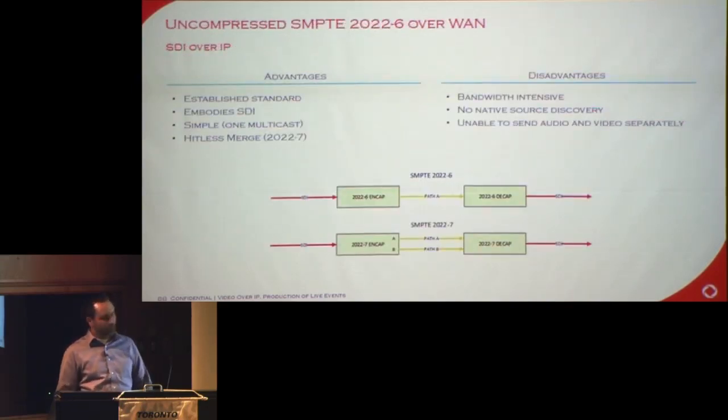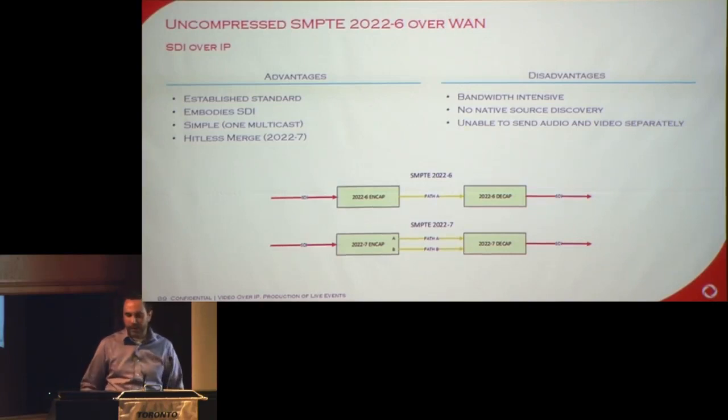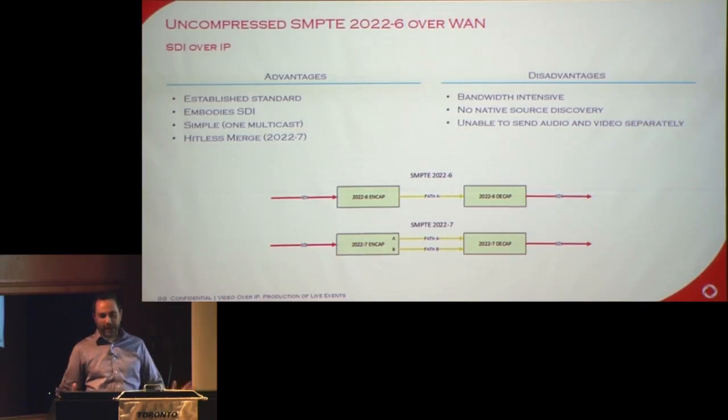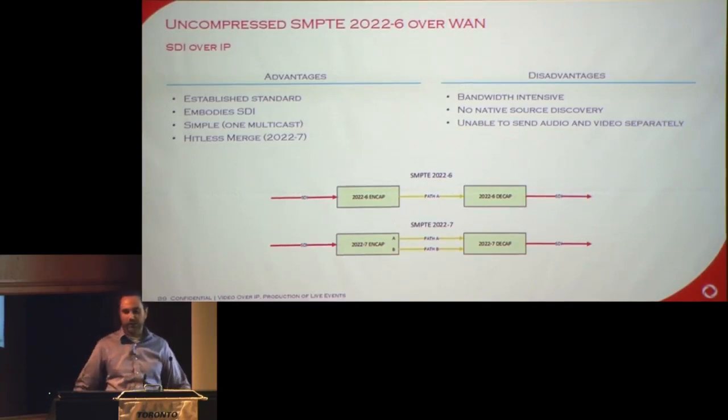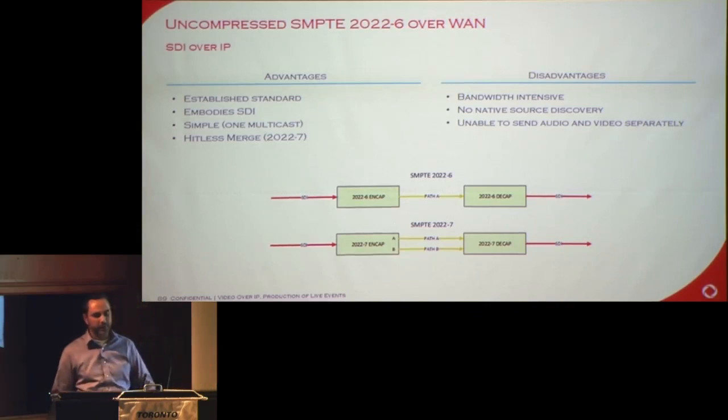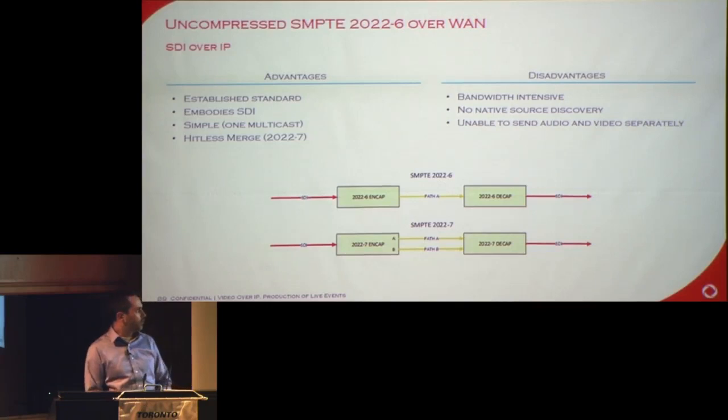So 2022.6, I'll say a couple things on it. Number one, if you were to ask me tomorrow if you want to build a transport network and do something coast to coast, I would definitely, without hesitation, tell anybody today that 2022.6 is a good way to do it. It works, it's established, it embodies SDI. You take it one step further, add the hitless merge, the dual path protection, and that, by the way, is how we survived the train derailment earlier this month.